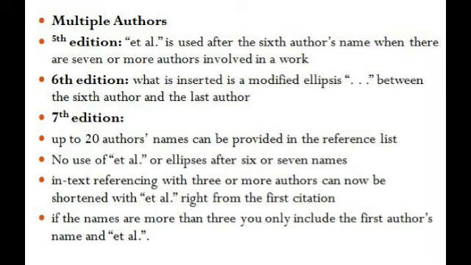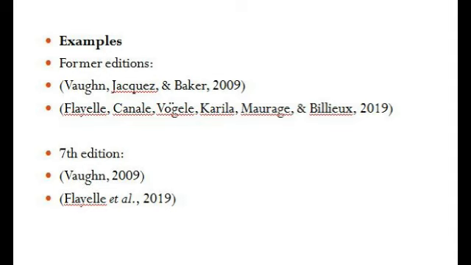Now it has changed. The 7th edition has changed that. In the 7th edition, if the names are 3 or more, you only include the first author's name and you use et al. For instance, look at the examples here. We have Vaughan, Jacquet, and Baker, 2009, 3 names, 3 authors. But the right thing now to do is Vaughan et al., 2009. You have Fayel, Canel, Vogel, Carrella, Moraj, and Billiou, 2019. But now, what you have in the in-text referencing, according to the 7th edition, is Fayel et al., 2019. That's the first author's name.